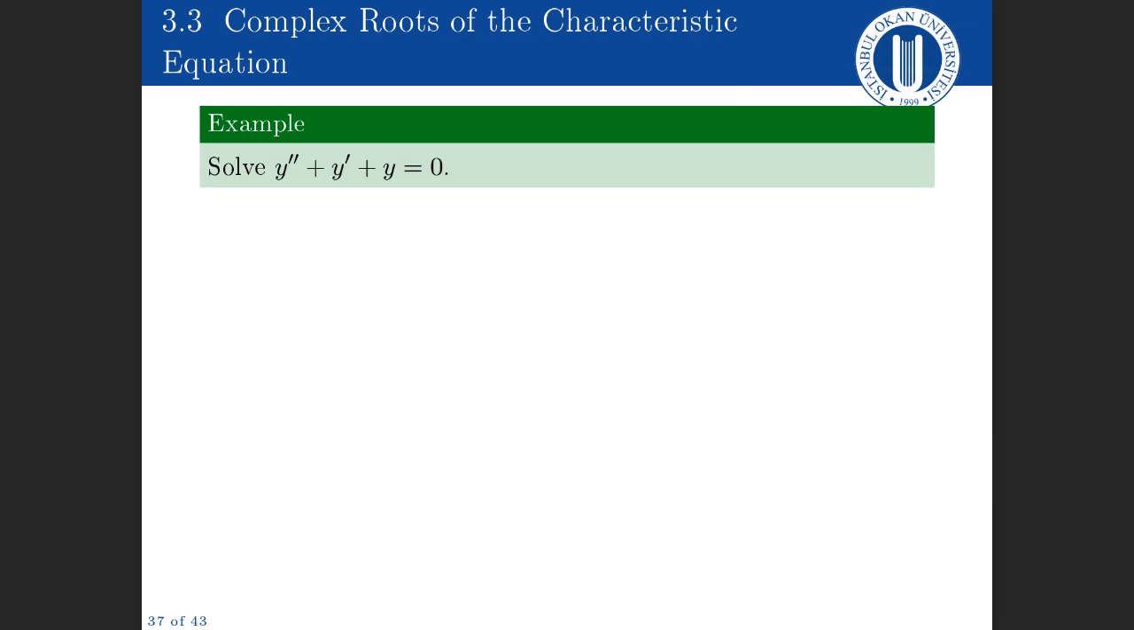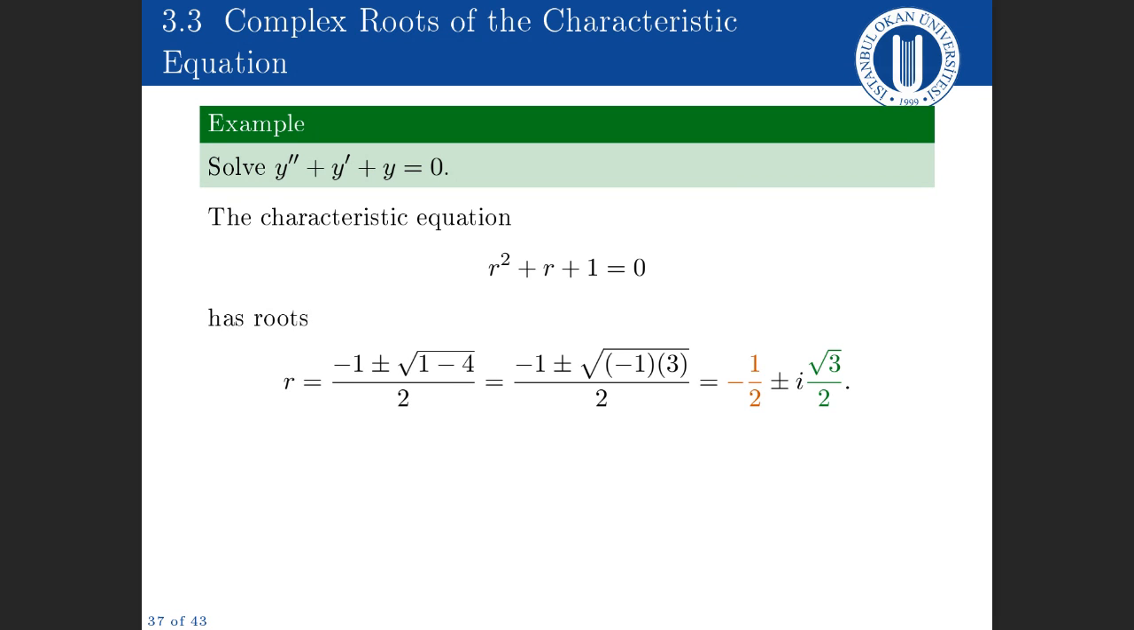Solve y double prime plus y prime plus y is equal to 0. First, we need the characteristic equation, and we need to find the roots of the characteristic equation. Because the numbers in the differential equation are 1, 1, and 1, the characteristic equation must be r squared plus r plus 1 is equal to 0. Put these numbers into our formula. We get minus 1 plus or minus the square root of 1 minus 4, divided by 2.